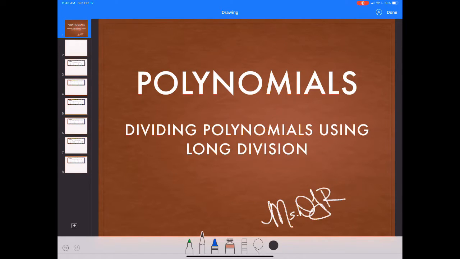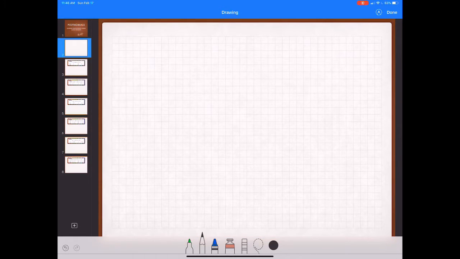Today we're learning about dividing polynomials using long division. So before we start the algebraic part of this lesson, I want to talk about long division. Long division is something that most of us learned in elementary school.